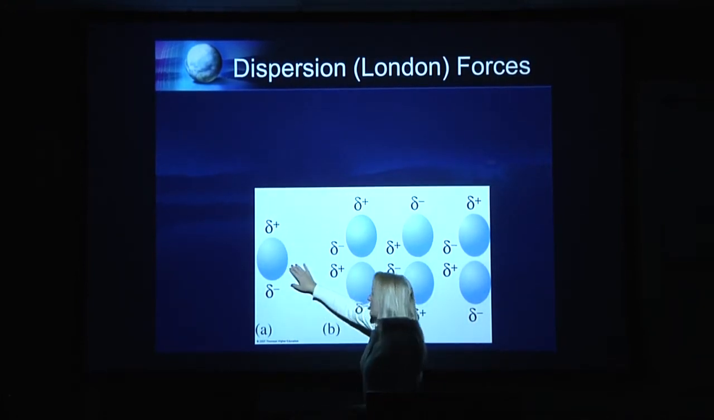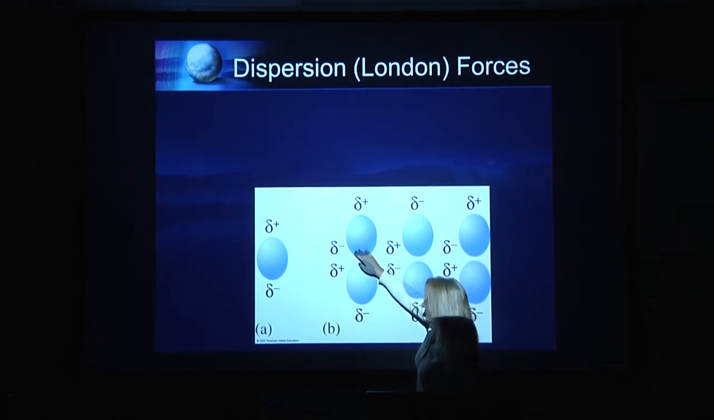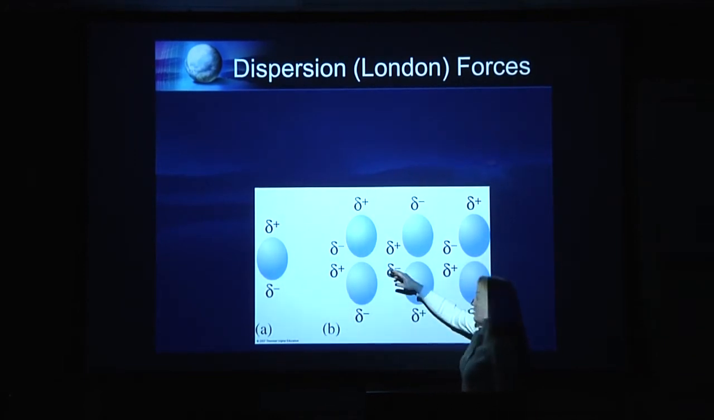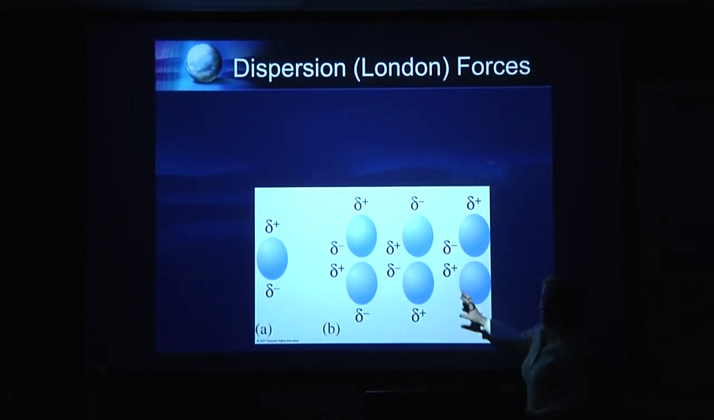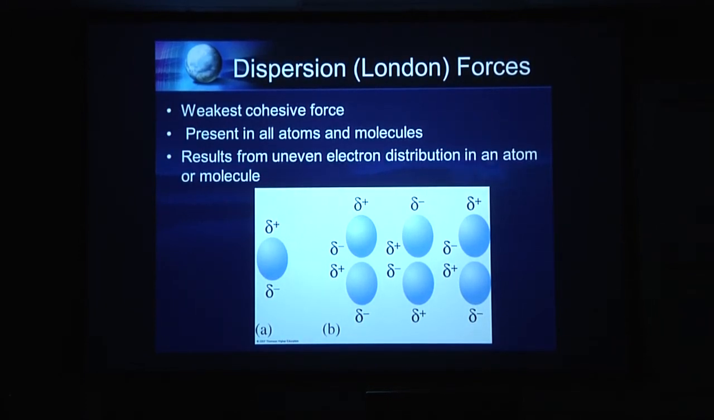Well, when this happens with the atom or molecule next to it, the electrons in this one will go, oh baby, that looks kind of positive there. So the electrons will come down here and there'll be a little attraction between these, a positive and negative attraction. And it spreads through a sample. This is an instantaneous thing that happens to everything. Everything that has electrons will have this happen. It is the weakest force. It's present in everything, and you need to remember that. Dispersion forces: anything that has electrons can have this temporary bunching or uneven electron distribution in the atom or molecule.